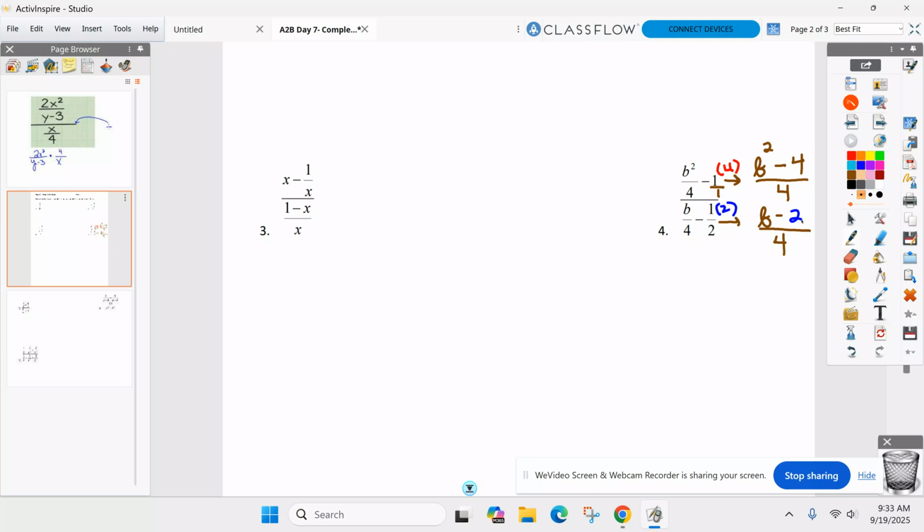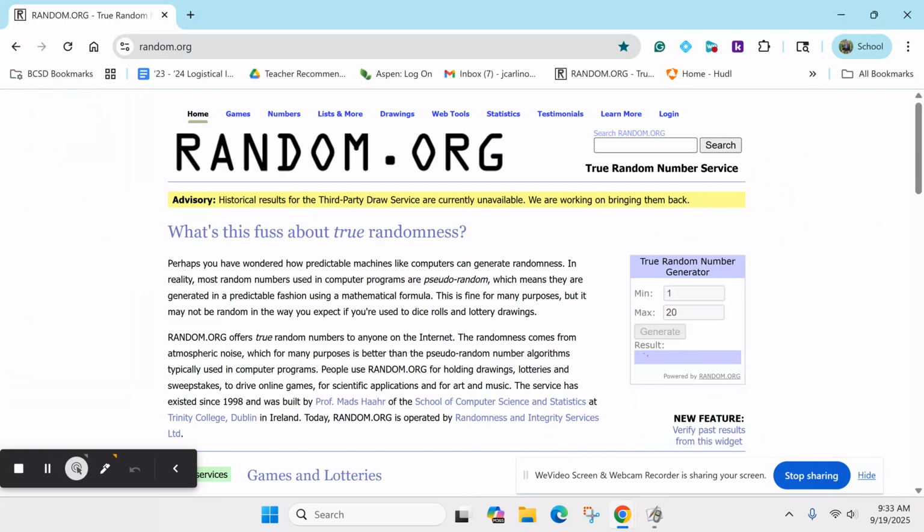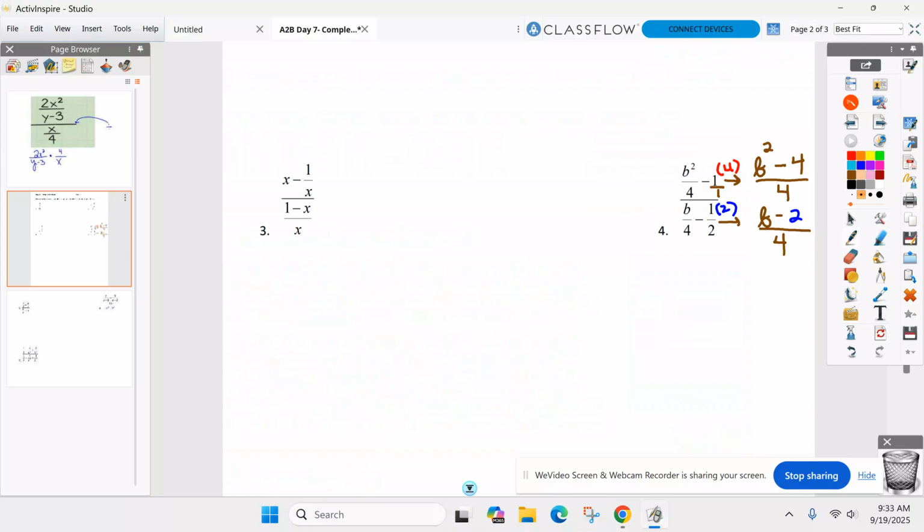All right, everyone ready to keep, change, flip? Now we got 1 and 1. Keep, change, flip. Kaylee, welcome back. What do I do with b squared minus 4 over 4? Keep it, darn right. What do I do with the division? And what do I do to b minus 2 over 4?